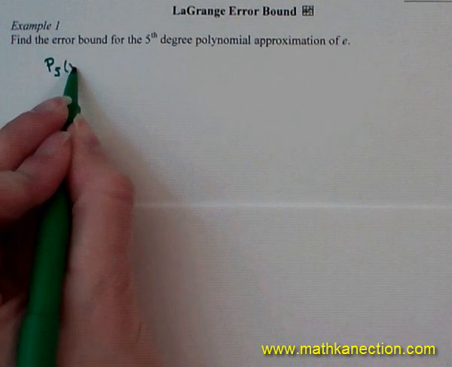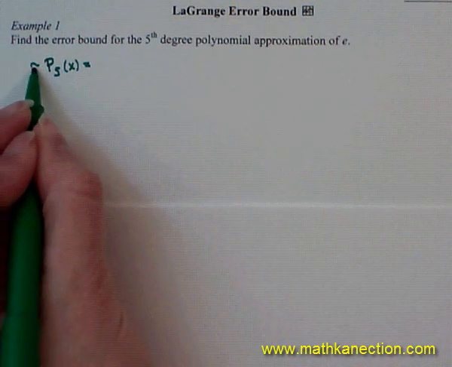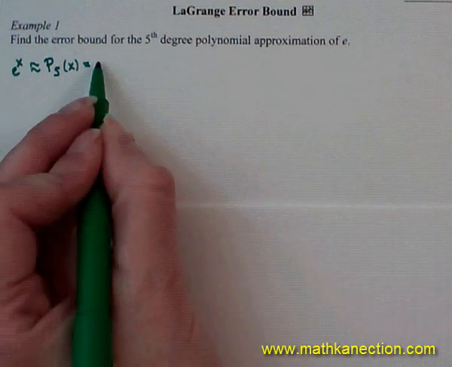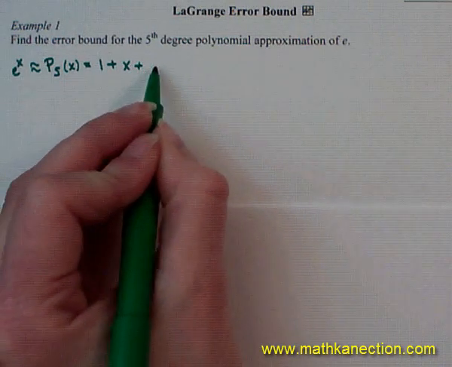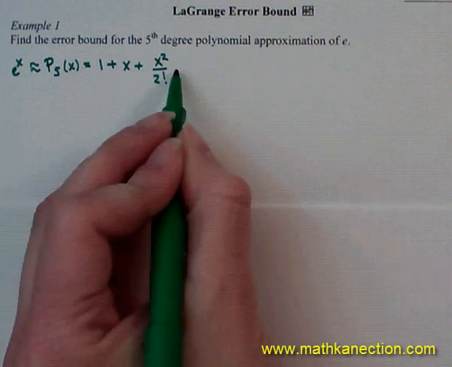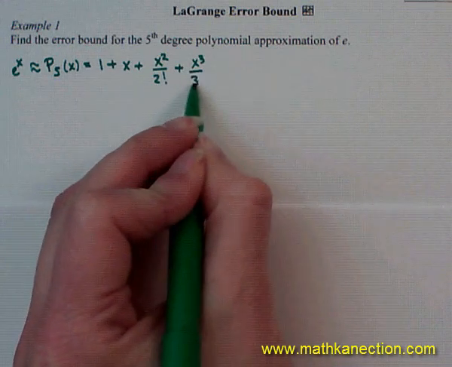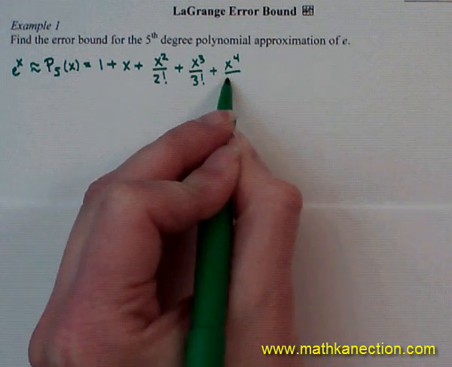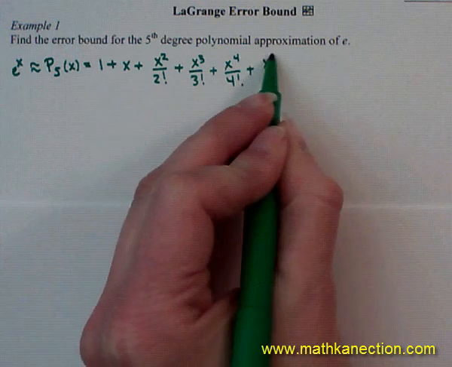So the first example, we're going to find the error bound for the fifth degree polynomial for the approximation of e. So we need a fifth degree polynomial for e to the x, which is 1 plus x plus x squared over 2 factorial plus x cubed over 3 factorial plus x to the fourth over 4 factorial plus x to the fifth over 5 factorial.